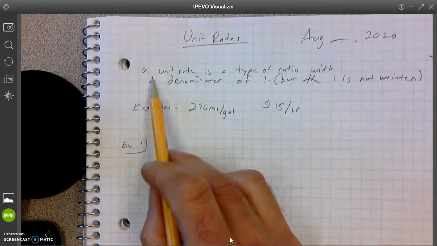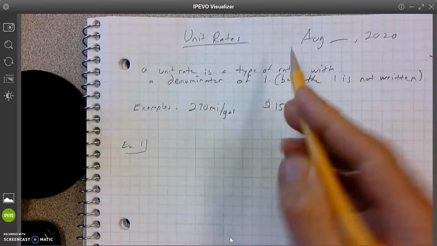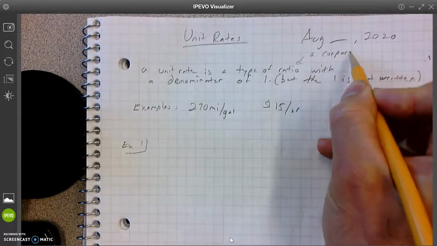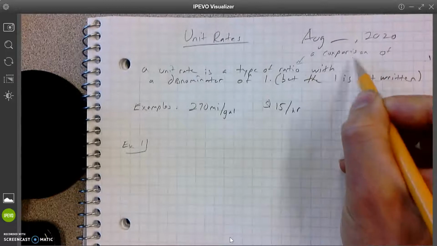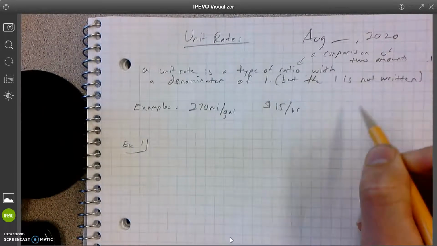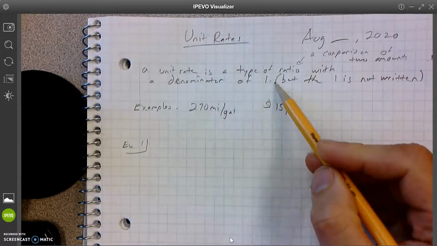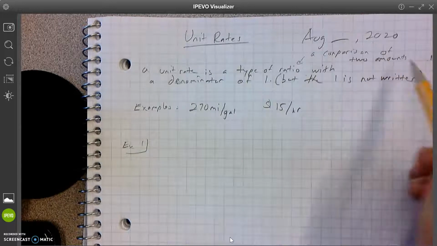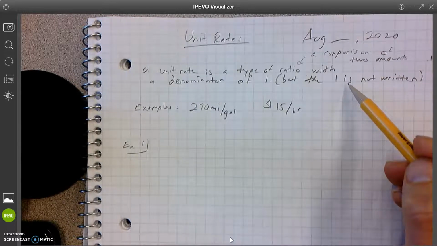Okay, unit rates. A unit rate is a type of ratio. Ratio is a comparison of two amounts with a denominator of 1. But the 1 is not written. So pause the video, write this down, or rewind the video, whatever you've got to do.